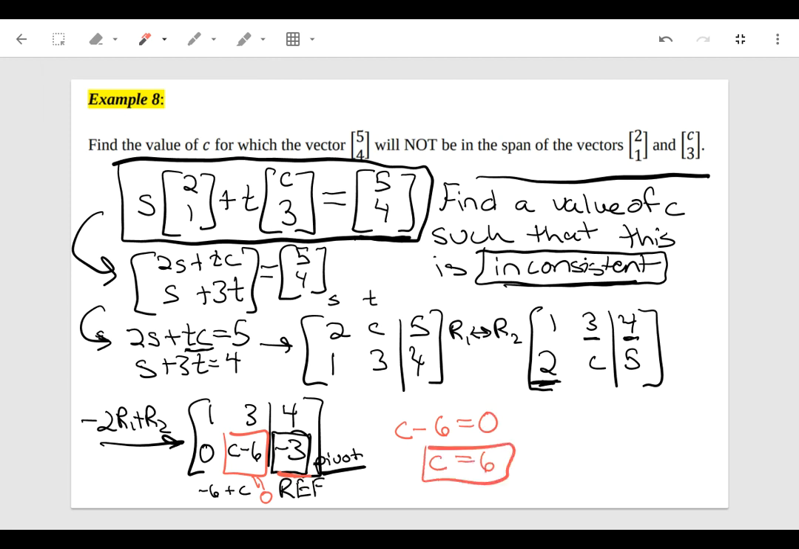equals 6. And just looking back, note that if C is equal to 6, then this last row will be 0, 0, -3. And there's your inconsistent system.